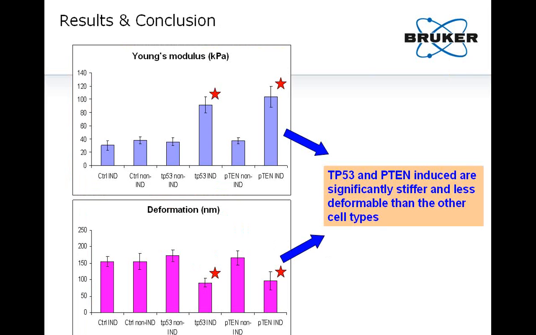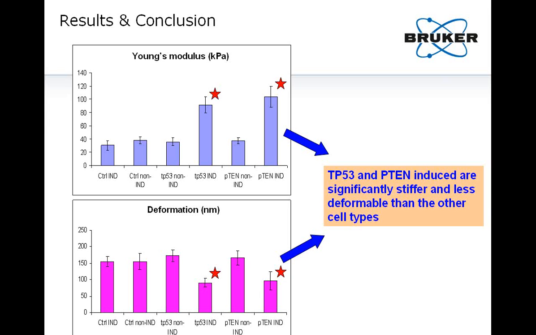So on the next slide, I'll summarize the results of our experiments on glioblastoma. More precisely, the average Young's modulus on the top and the deformation on the bottom for all types of samples of cells. So 2 slides ago I was saying that to be successfully transfected, the cells have to be induced by a chemical agent called doxycycline. This is what IND means on the graphic.